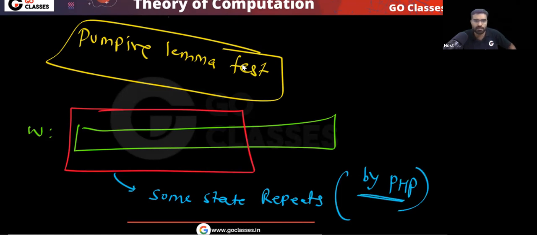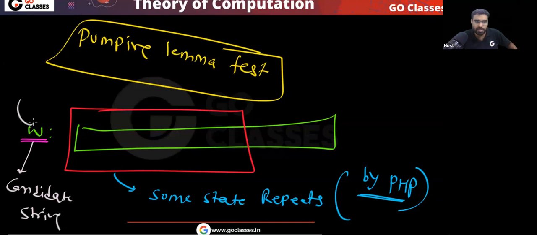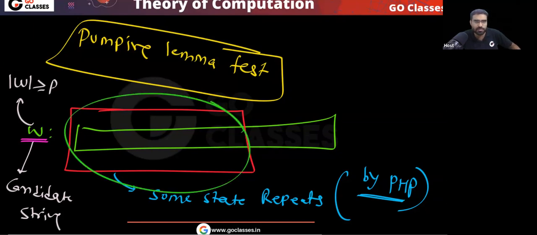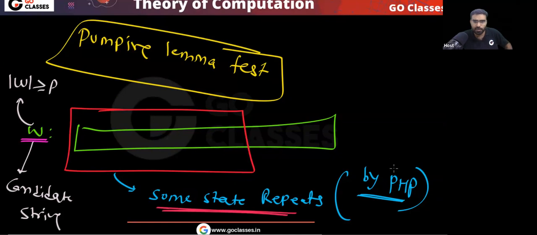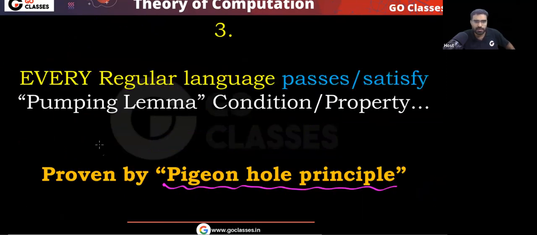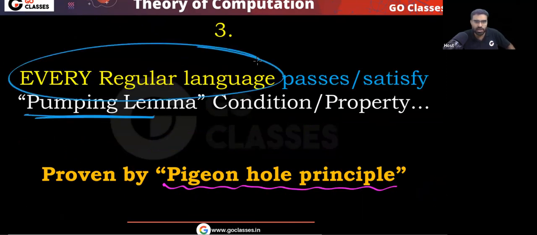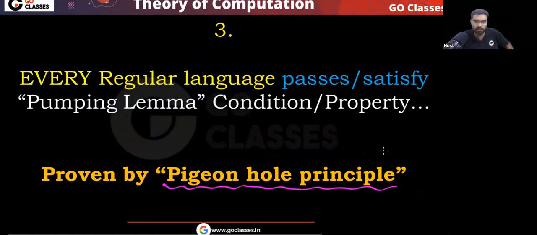So this is the point. Whatever candidate string you take, you already know that its length is greater than or equal to P, and it belongs to L. So within the first P symbols, some state will repeat because of the pigeonhole principle. So you can notice this pumping lemma for regular languages you can prove using the pigeonhole principle. This we have already seen.